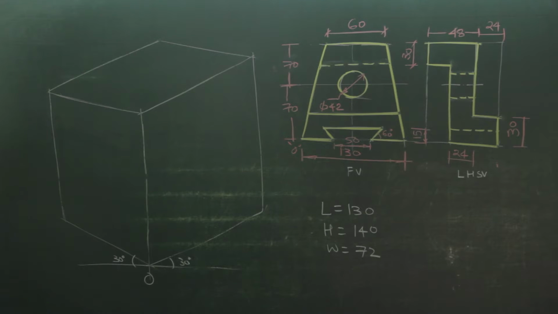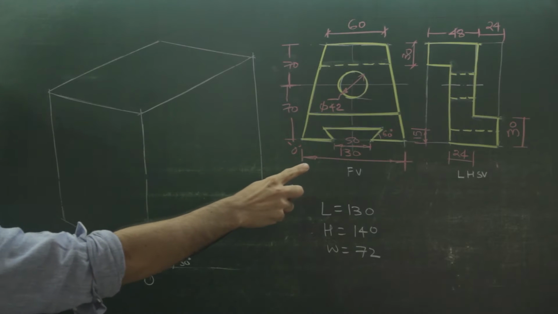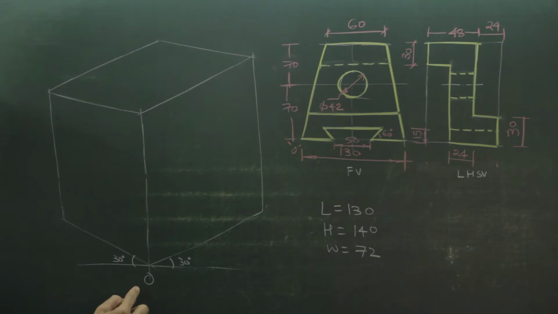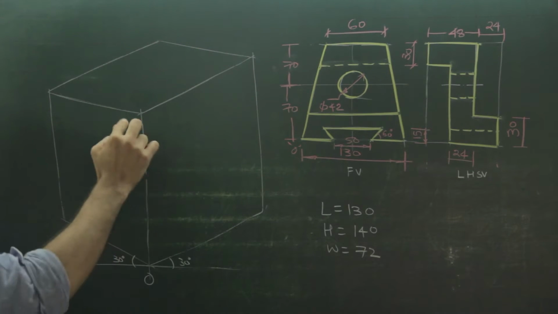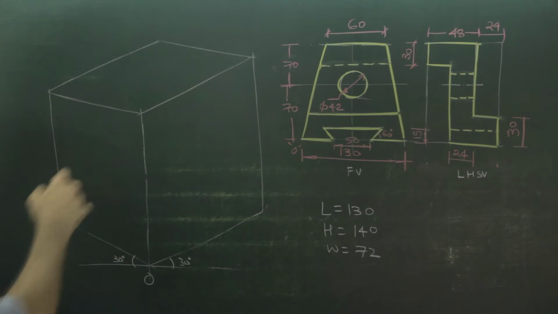Length is how much? 130. Height is 140 and width is 72. So first we will draw a box. Now if you see, 130 is on the right hand side of O. So from O we'll take 130, height 140 and width, and we will draw this box.